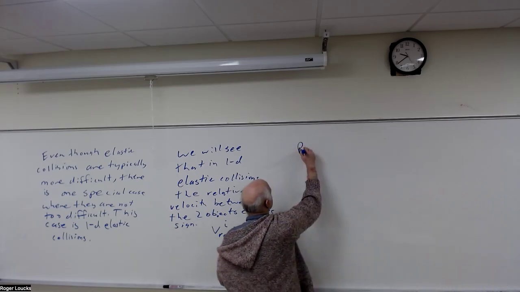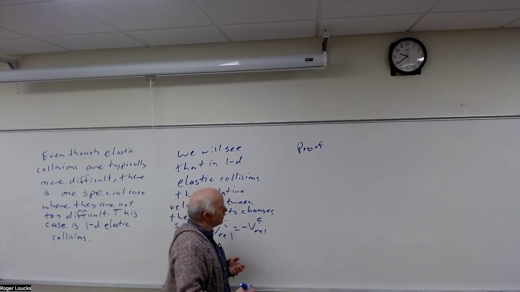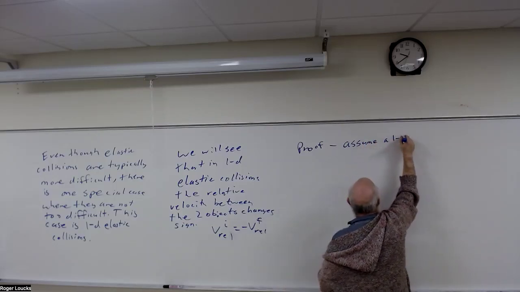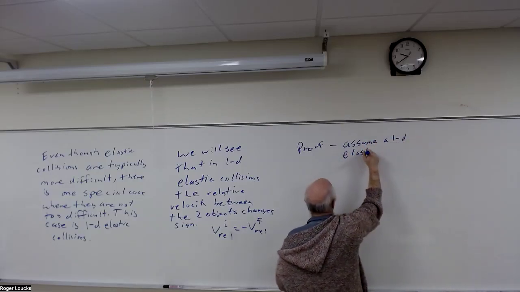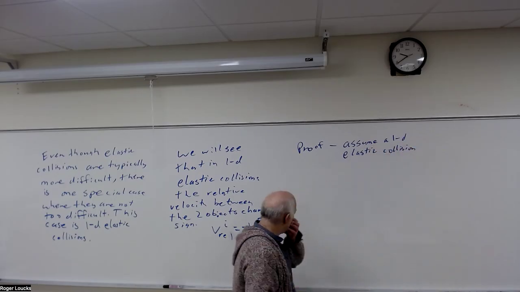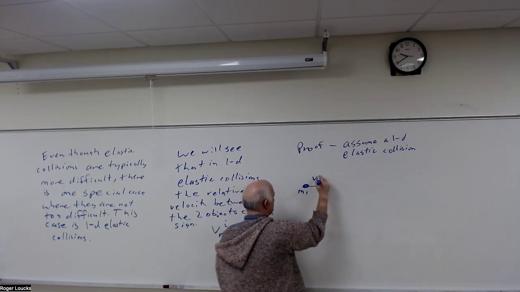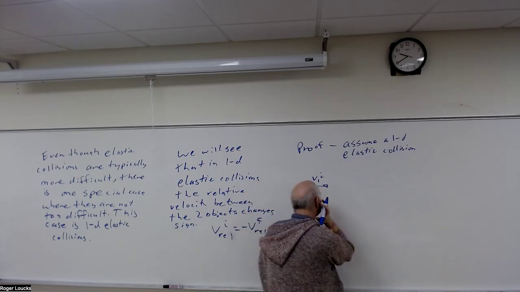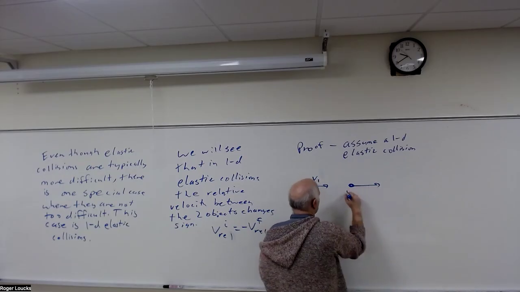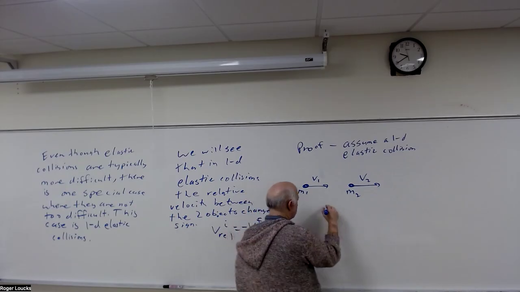So proof. Okay, so to do the proof here, we're going to assume, obviously, a 1D elastic collision. So what I'm going to do is this is going to be M1. This is going to be V1 initial. I'll just call this V1 here. And this would be M2. And this would be V2 initial. So this is V2.